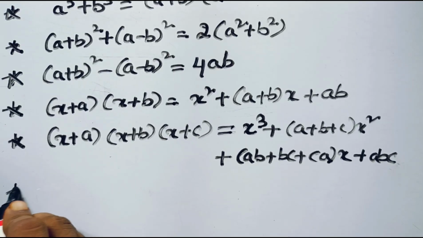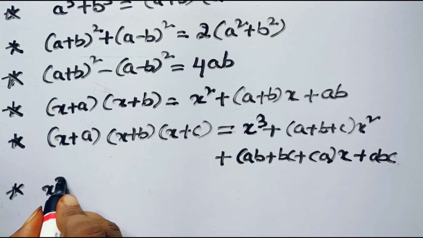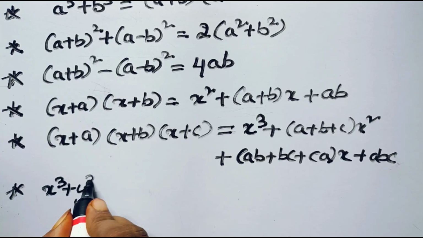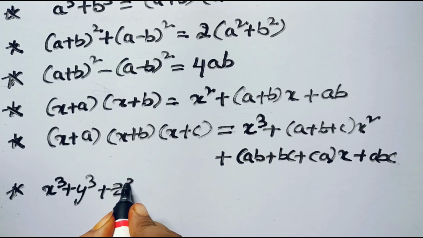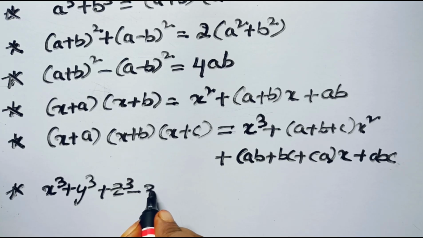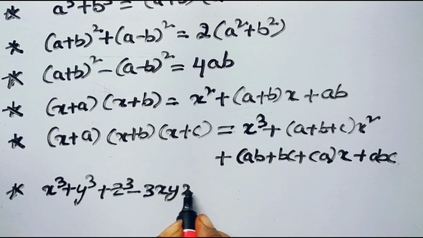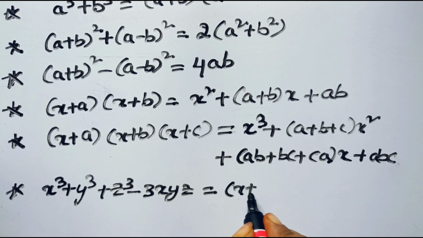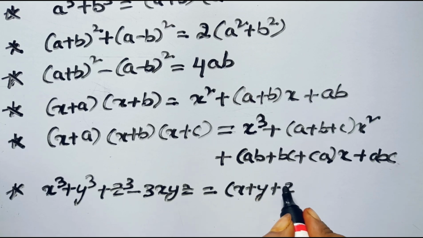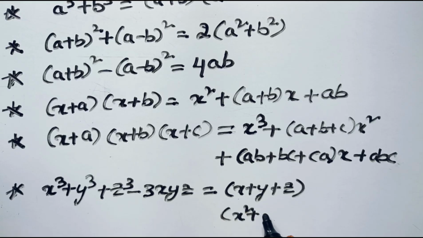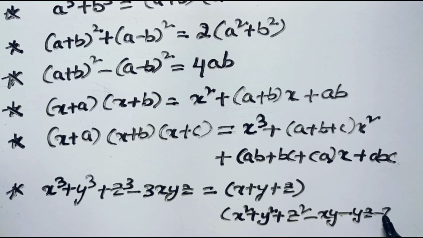Next one is x³ + y³ + z³ − 3xyz = (x + y + z)(x² + y² + z² − xy − yz − zx).